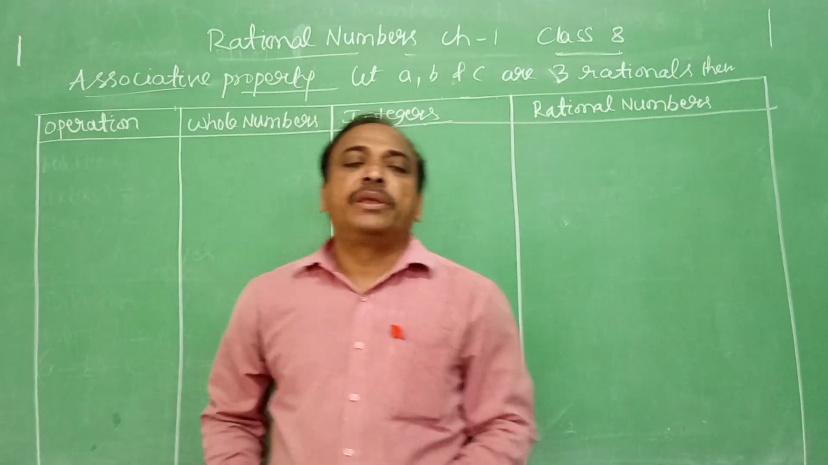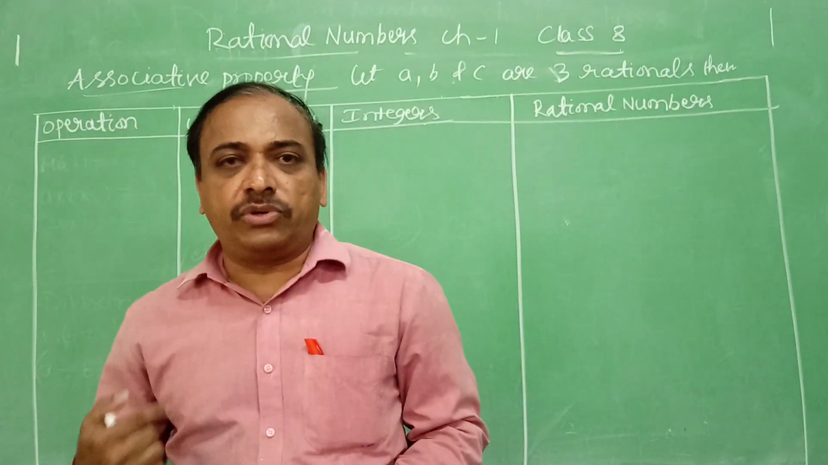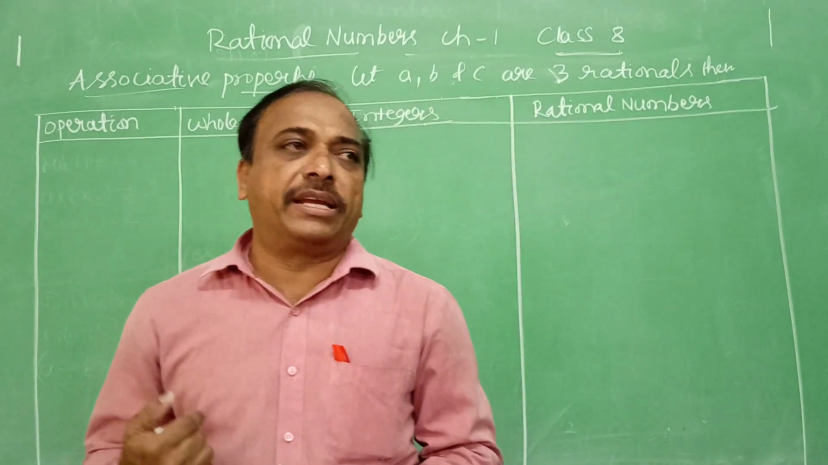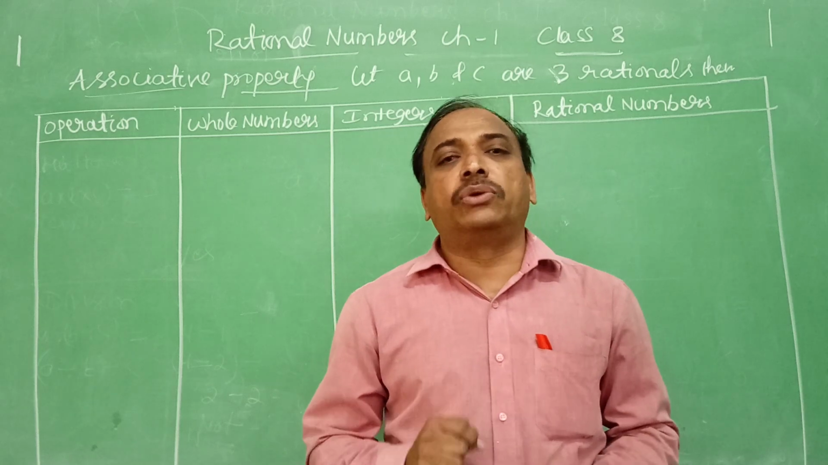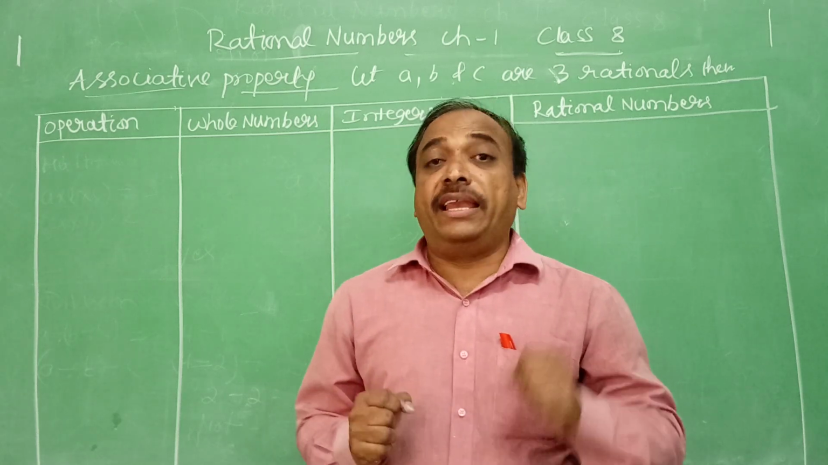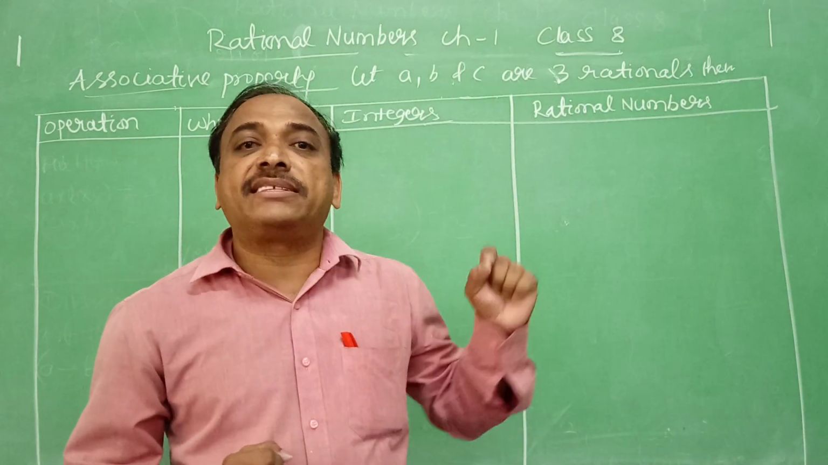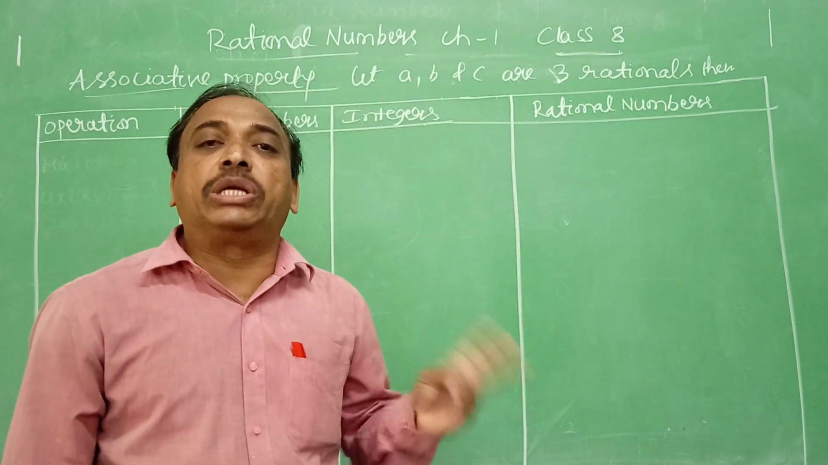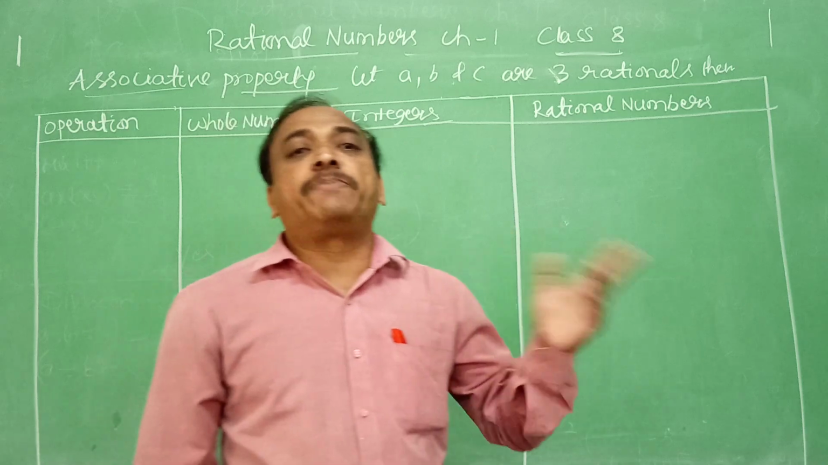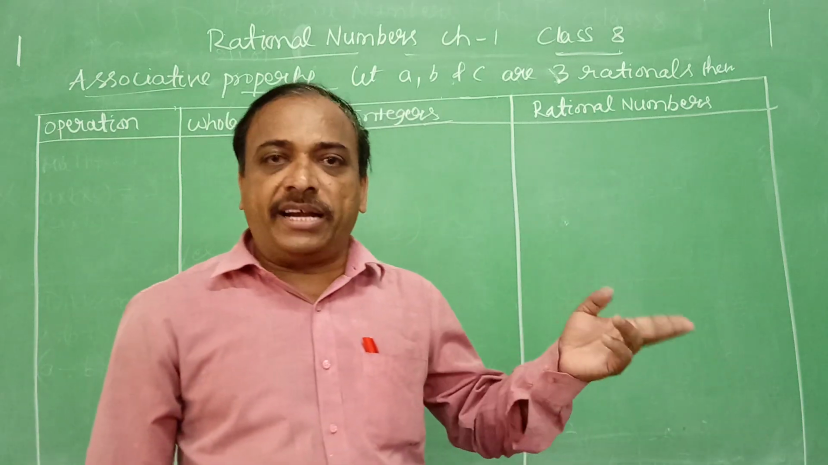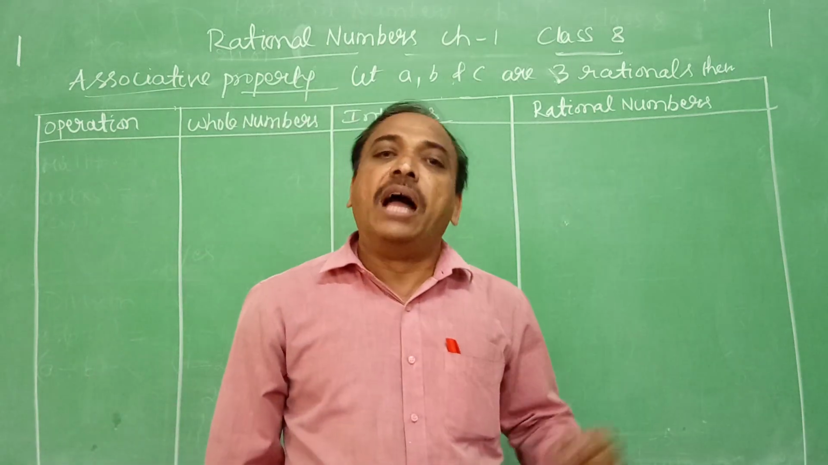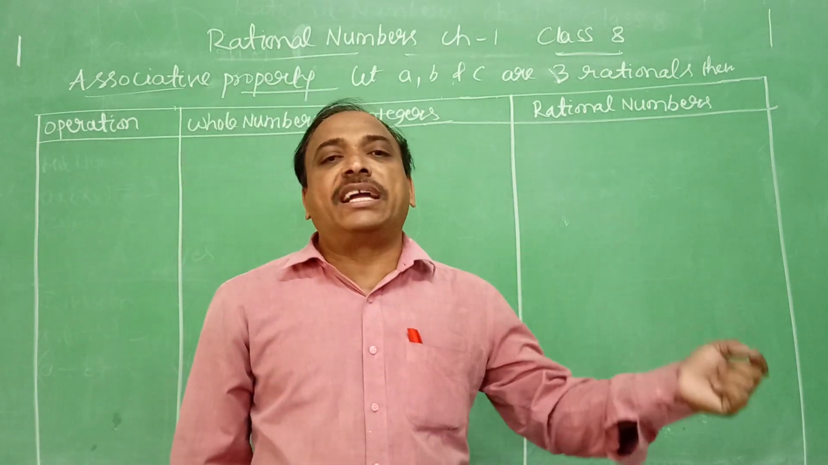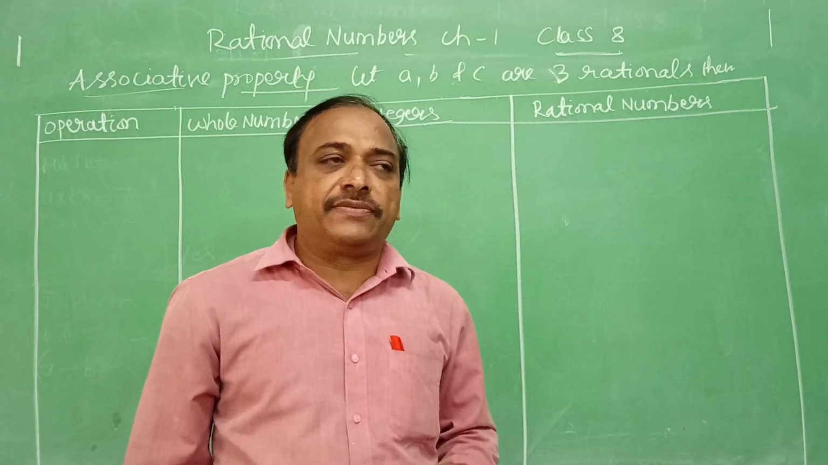Hi students. In the previous session we discussed the properties of rational numbers: closure and the commutative property. Today we are going to discuss the associative property. Let a, b and c be three rational numbers. For the commutative property we took two numbers, a and b, and irrespective of the order we added, multiplied, subtracted or divided, we verified whether LHS is equal to RHS, where it is satisfied and where it is not satisfied.